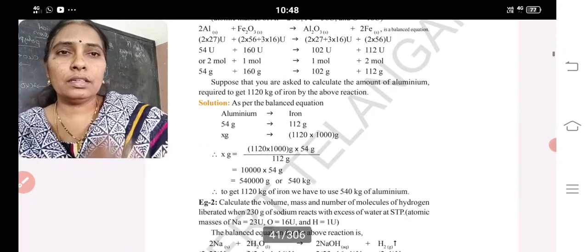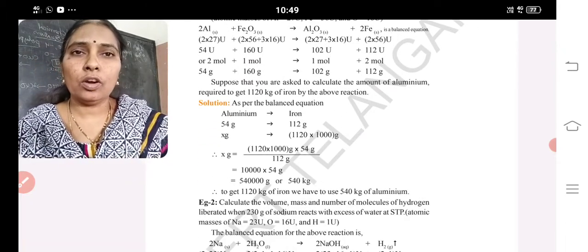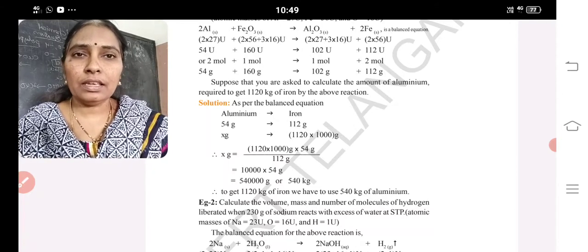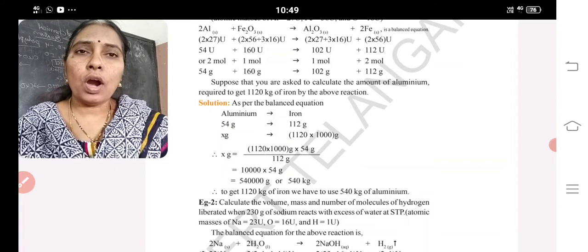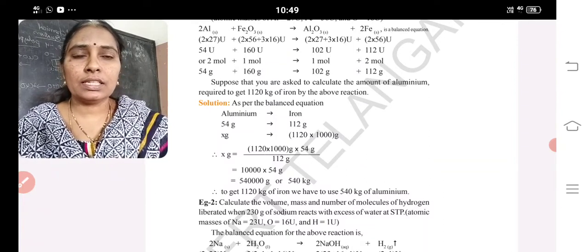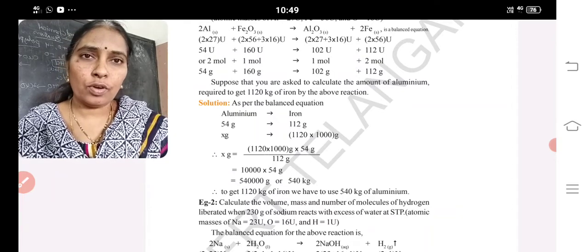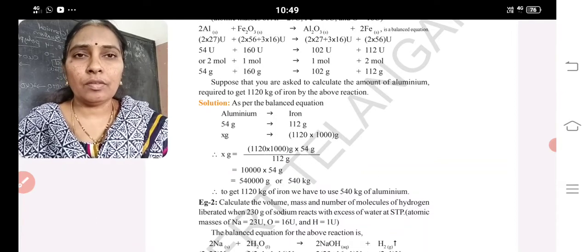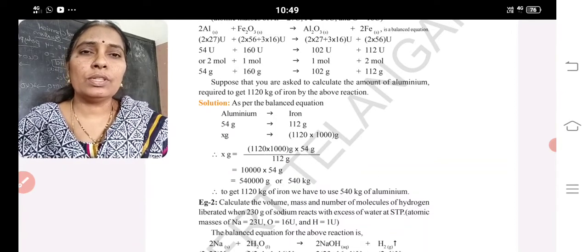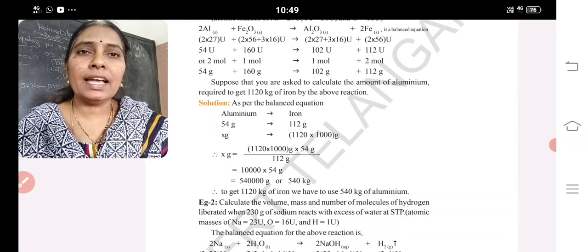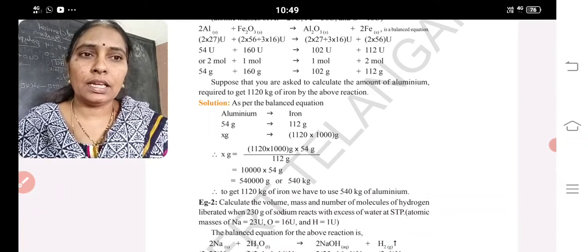The problems were also given already; all the problems we solved. Check once. With the equation you can find the mass, volume and number of moles. For mass, you solve it the way we discussed for simple equations. And for number of moles, use the Avogadro number: molecules and number of moles. And at STP, what is the volume occupied by any gas? 22.4 liters. And what is the Avogadro number?